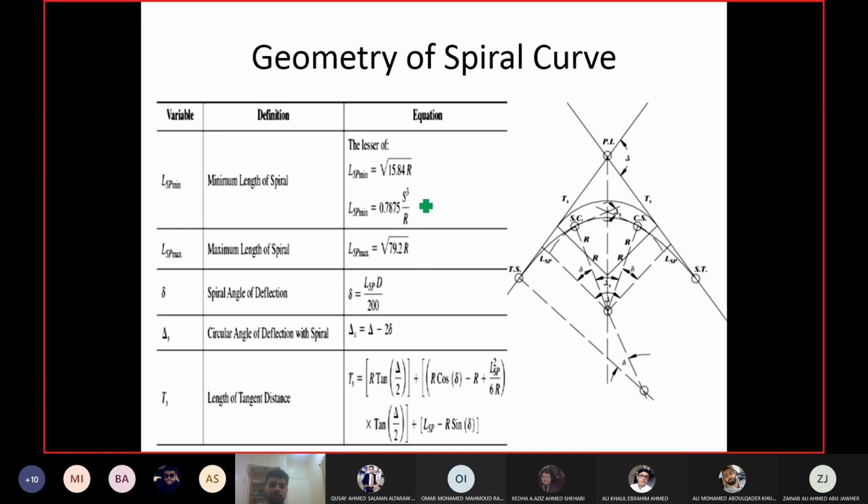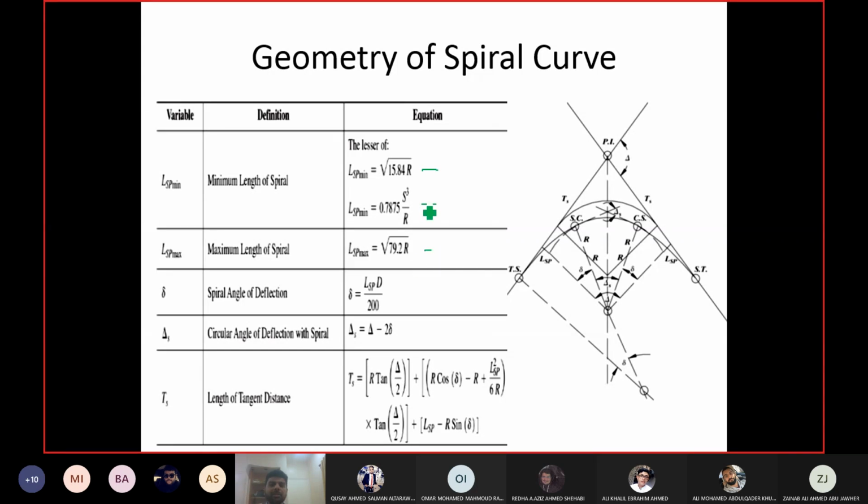From these two values, you will take the lesser value. For example, if the first equation gives you 100 and the second one gives you 200, you will pick 100 feet as the minimum value. The minimum value will be 100 feet. Whatever is the lesser value out of these two equations becomes the minimum value for you. For the maximum value, we only have one equation, so no problem.